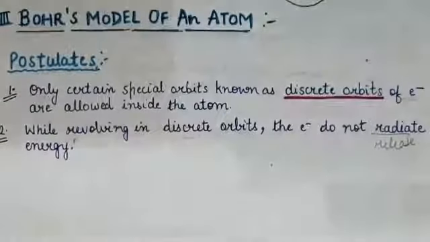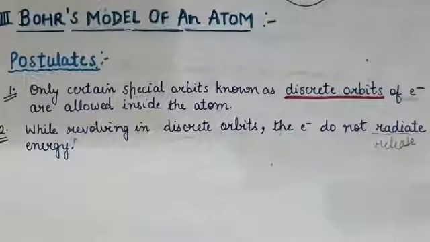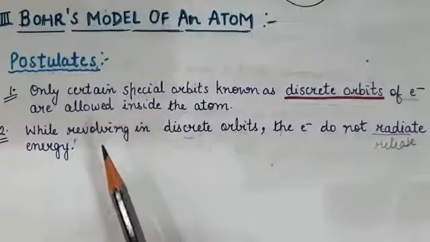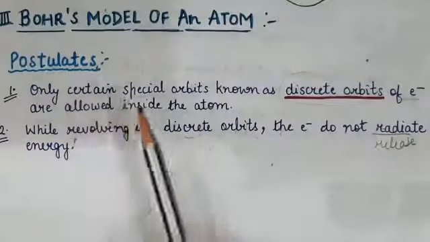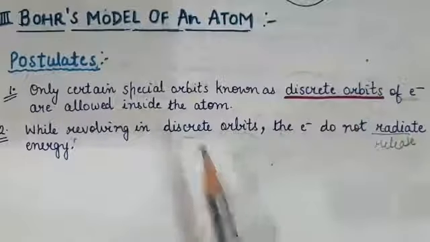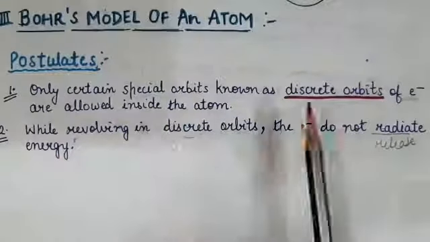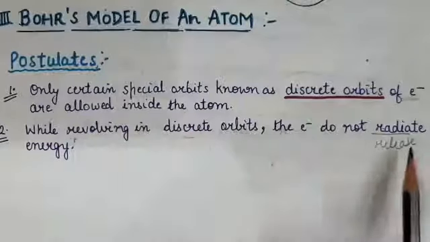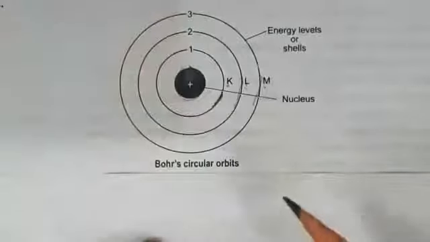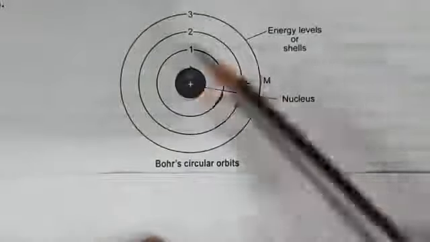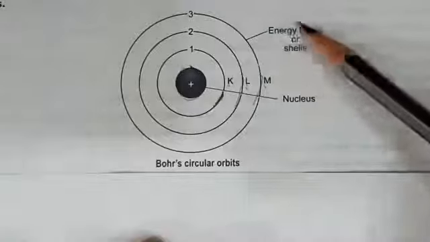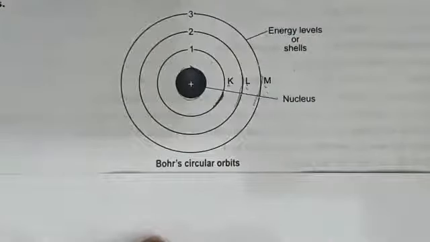Coming to next question, describe the Bohr's model of an atom. So you will write the 2 postulates of Bohr's model, and along with it you will draw the diagram. What are the postulates? Certain special orbits are allowed inside the atom, which are called as discrete orbits of electrons. And second is, while revolving in these discrete orbits, the electrons do not radiate, do not release energy. And you can draw the same diagram that I told you right now. Nucleus, then show the shells K, L, M, N, and so on. These are energy levels or shells. So that's it for today's lecture.